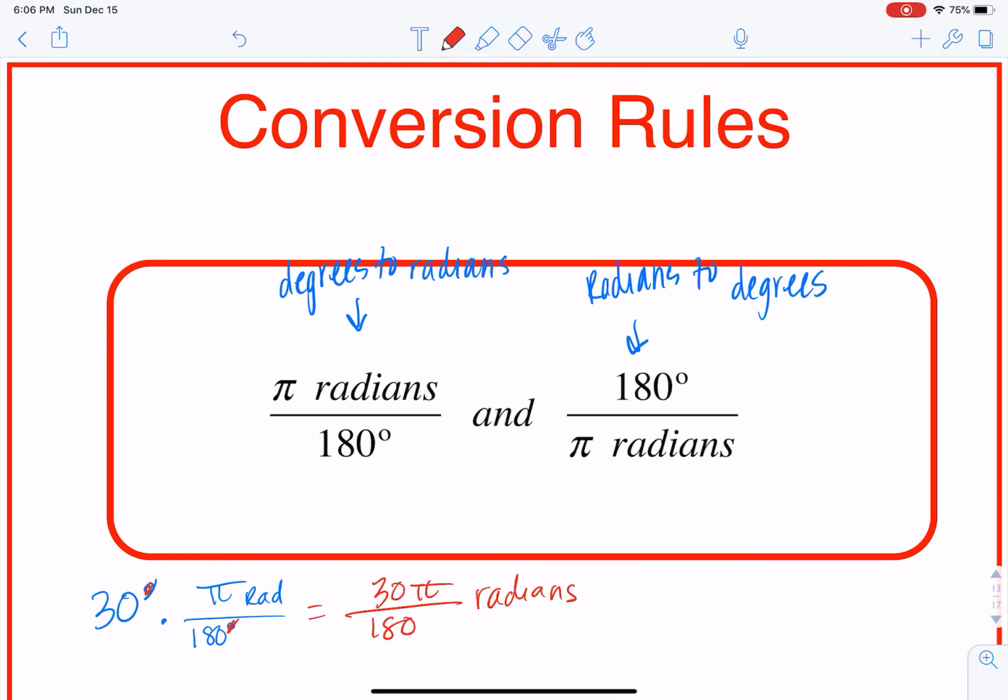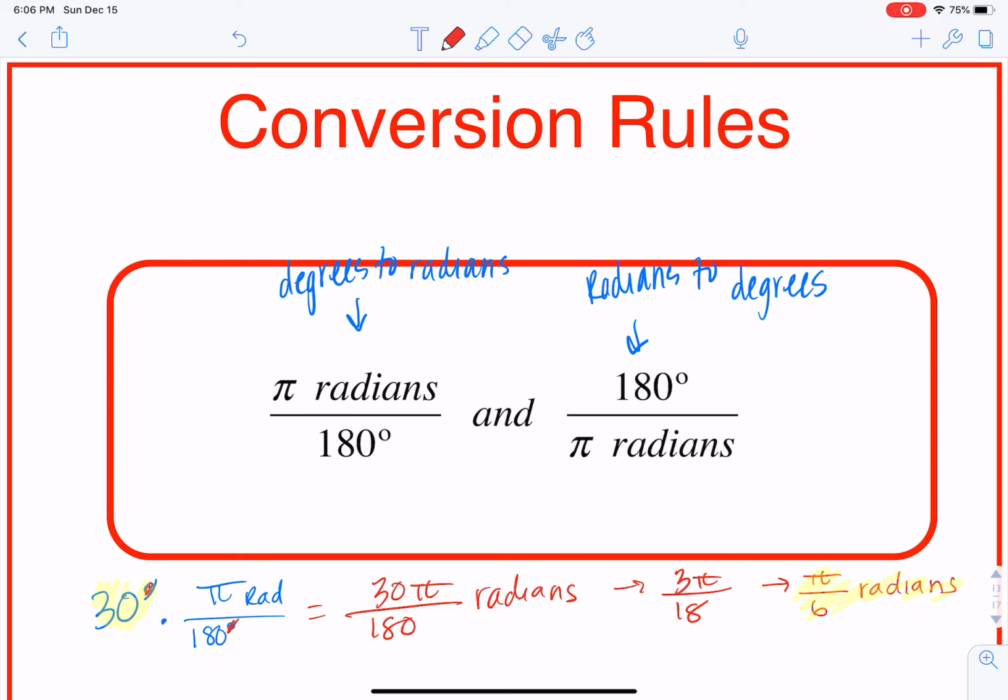And I can simplify this 30 divided by 180. So 30 pi divided by 180, we can treat that like it's a regular fraction here. And let's see, we could go to 3 pi over 18, and we could go one step further and call this pi over 6 radians. So I know here that pi over 6 radians is the same as 30 degrees.